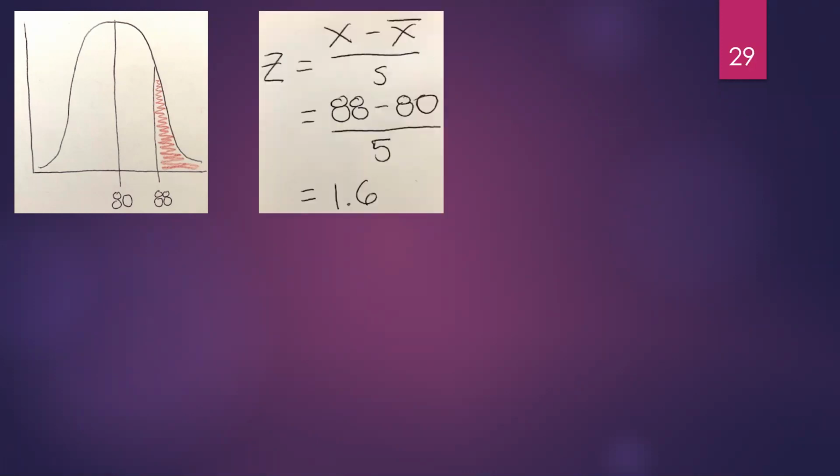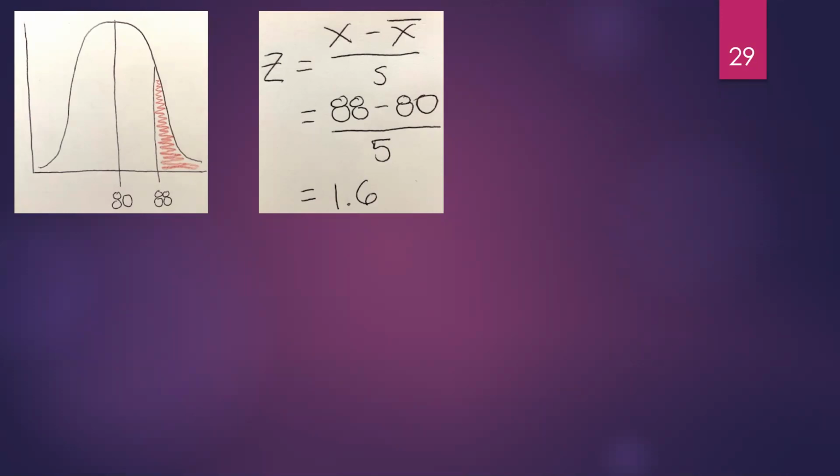Step 3 is to calculate our z-score. The z-score formula is always our x, the value we're trying to find, here 88, minus our mean, which is 80, and divided by the standard deviation. Here is part of the problem. We know for this distribution, the standard deviation is 5. Go through and do the math on this, and we see that this gives us a z-score of 1.6.